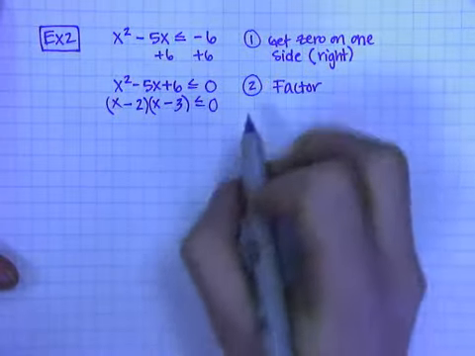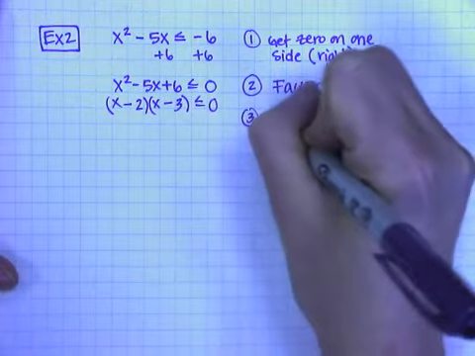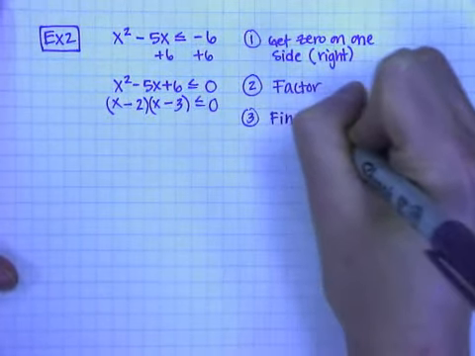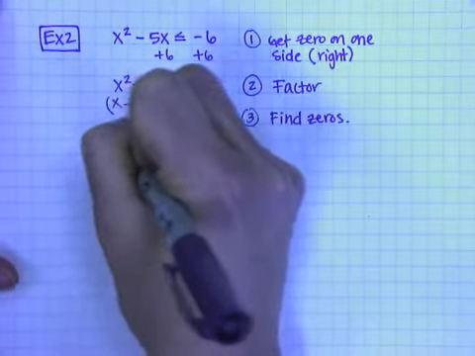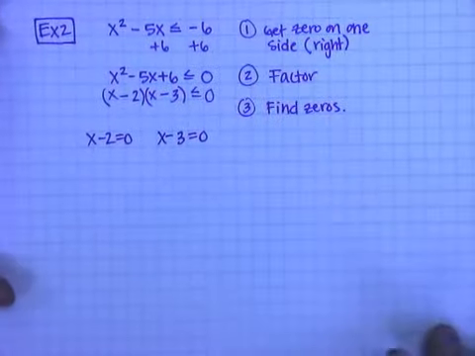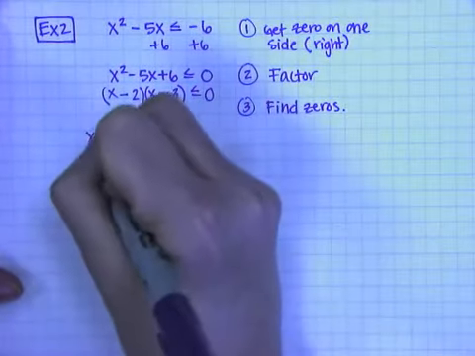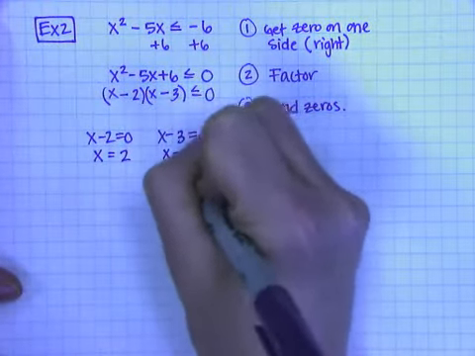Okay. After I factor, I want to find the zeros. Now if it doesn't factor, you just skip straight to finding the zeros. So let's see, x minus 2 equals 0, and x minus 3 equals 0. Notice I'm setting these actually equal to 0. And then I solve, so I get x equals, let's see, 2, and x equals 3.